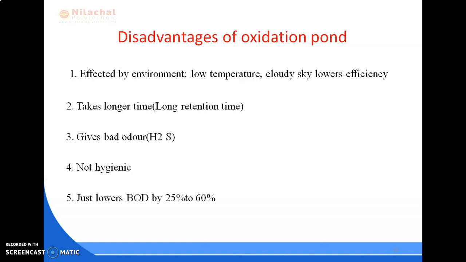And due to the non-hygienic conditions, bad odors and nuisance, some mosquito breeding is created, which also pollutes the total environment. So these are some disadvantages of the oxidation pond.